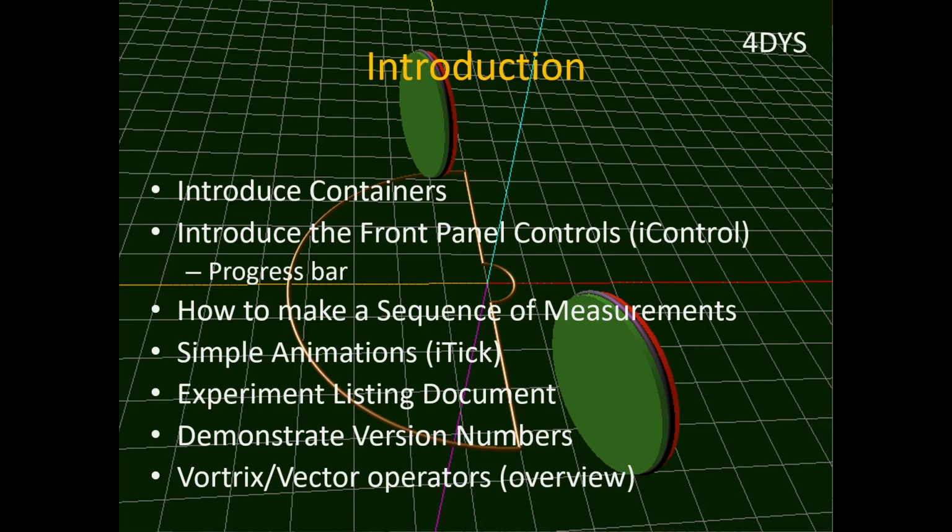We're going to show the experiment listing document, which is a document that's going to be published along with the software that shows all of the experiments. We're going to demonstrate the version number updates and the reason why we have kind of a weird version number system.